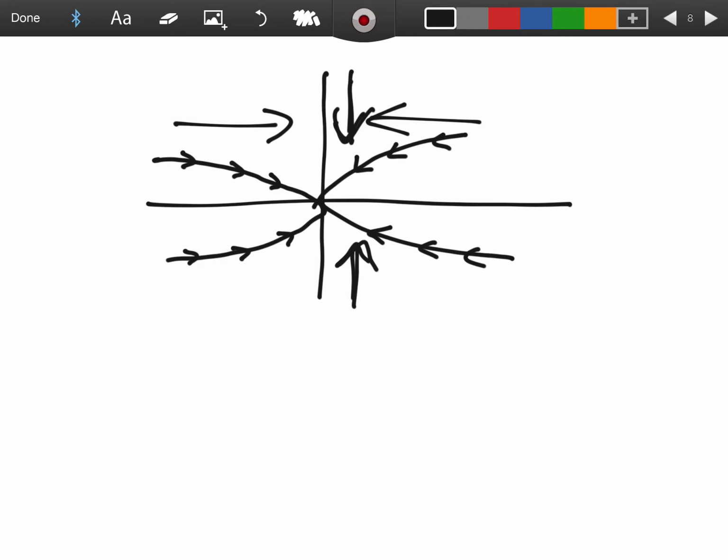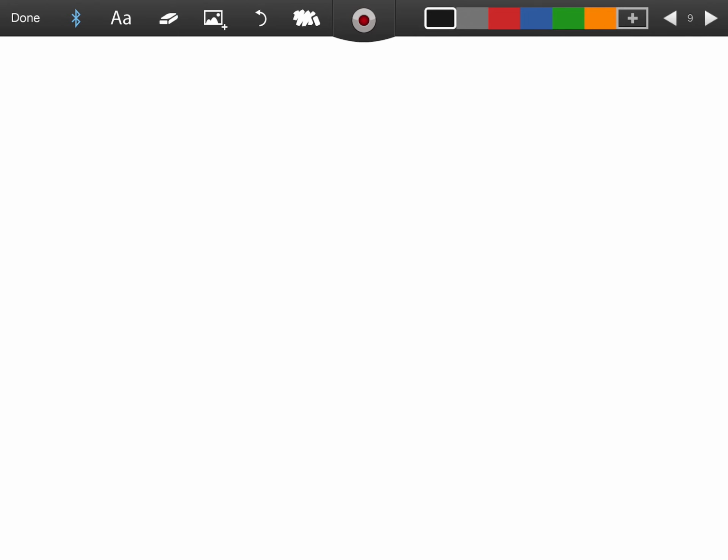But just bear that in mind if you have to sketch some of these. Again, it doesn't have to be accurate. Just make sure that you can kind of sketch them.